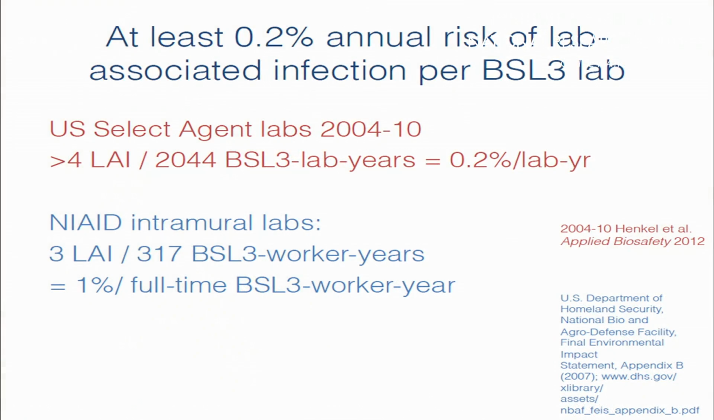Let me try to quantify this. Here I'm doing, in a very elementary and preliminary way, what the risk assessors will be doing with much more detail in the coming months. Laboratory-associated infections in BSL-3 labs using select agents in the U.S. happen at a rate of about 2 per 1,000 laboratory years, or 0.2% per lab year. In the NIAID intramural BSL-3 labs, another way to look at it is about 1 accident for every 100 full-time person years working in a BSL-3 lab. That's higher than the number that we just heard from Dr. Wyatt, I think because it's for full-time worker years rather than worker years.